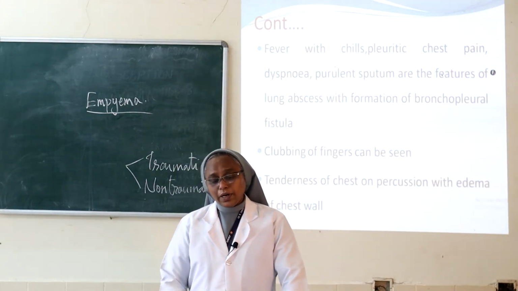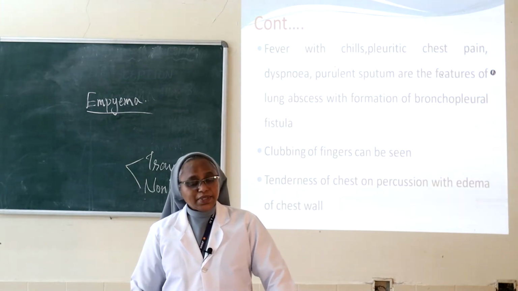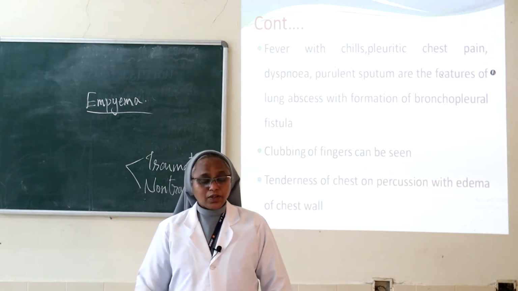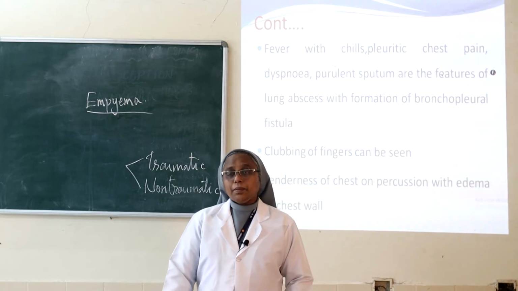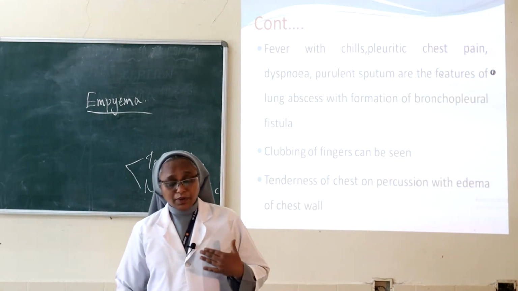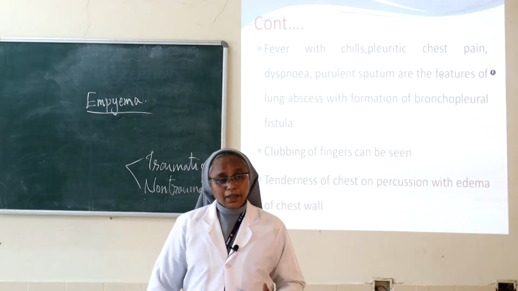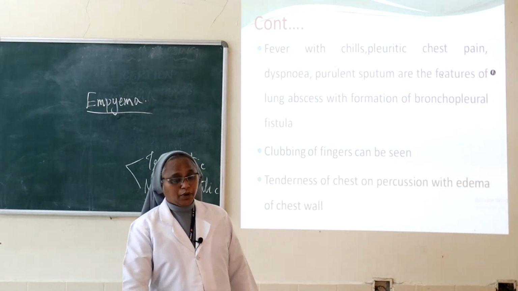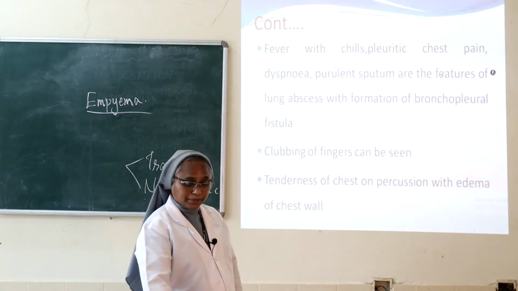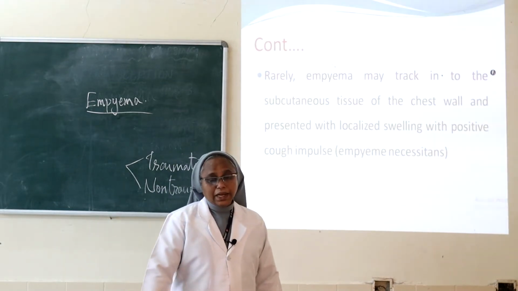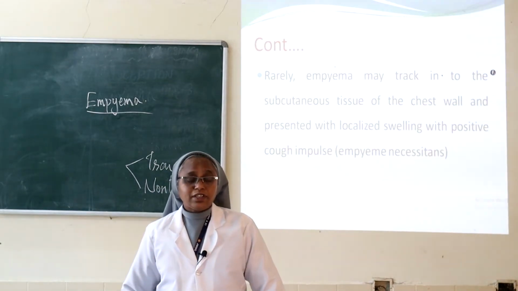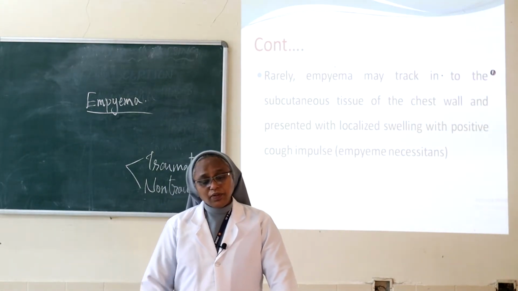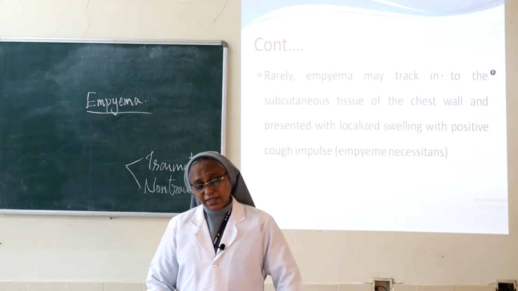If the patient has received antimicrobial therapy, that means any antibiotics, they also will not show many clinical features. Mainly in case of a bronchopleural fistula, the patient develops chills, pleuritic chest pain, dyspnea, purulent sputum and features of lung abscess. If the condition is very chronic, the patient may show clubbing of fingers. Tenderness of the chest or percussion with edema of the chest wall may also be present.